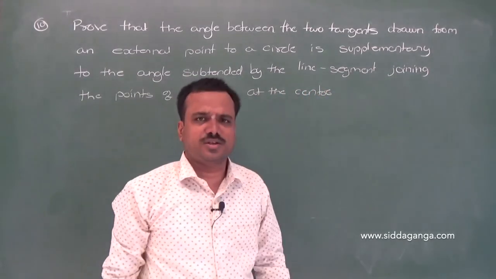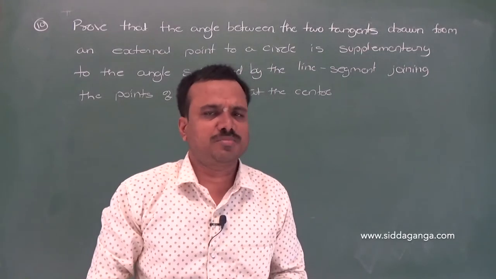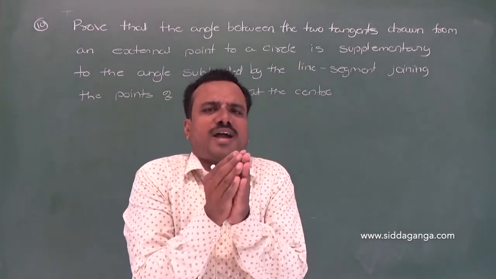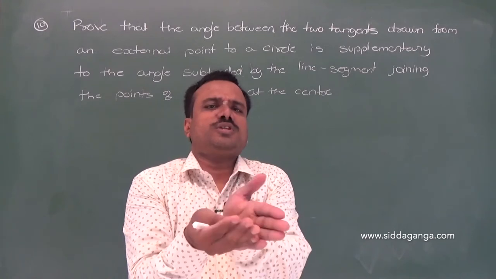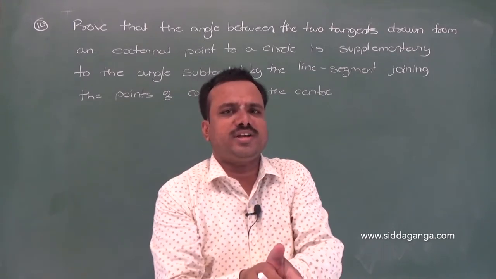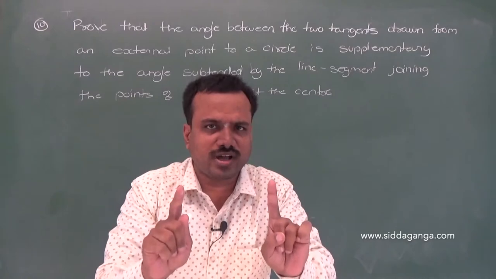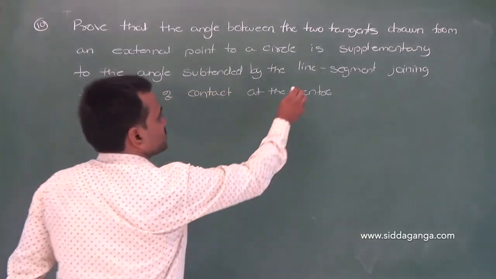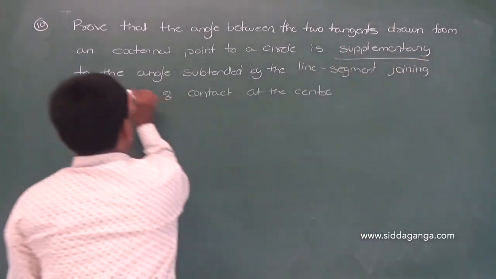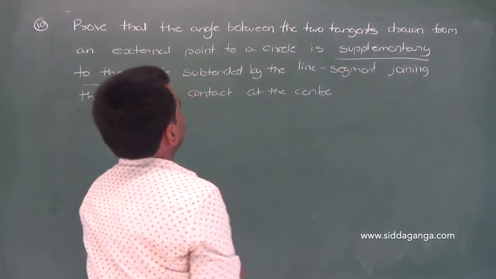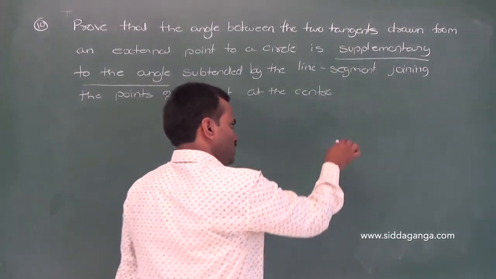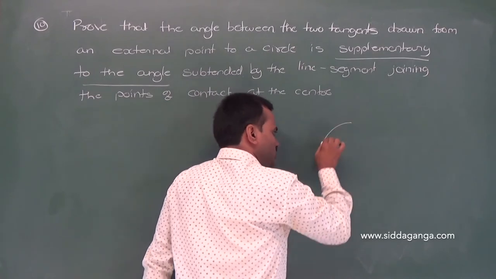Supplementary angles, you know, in 9th class, I think, 9th or 8th class. Supplementary angle means if it is equal to 180 degrees, then those angles we call supplementary angles. Better first we draw the diagram. So, we draw a circle.